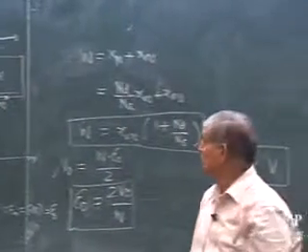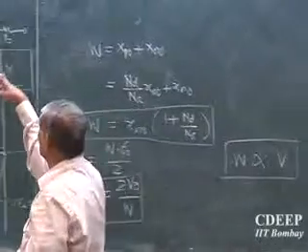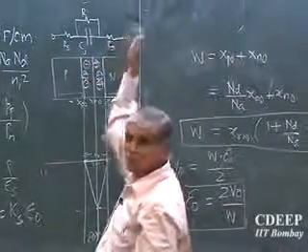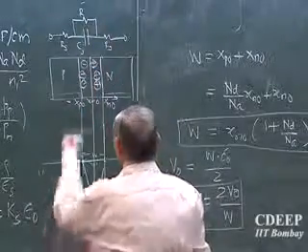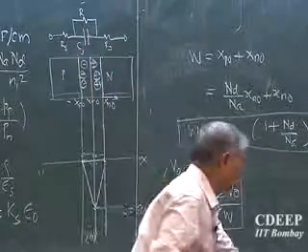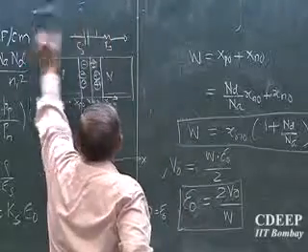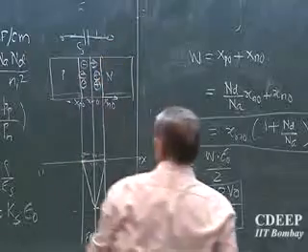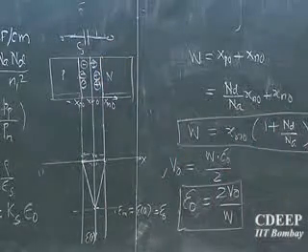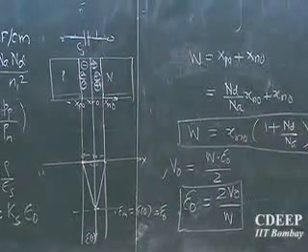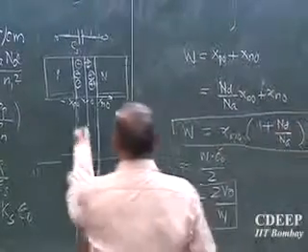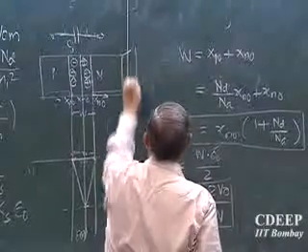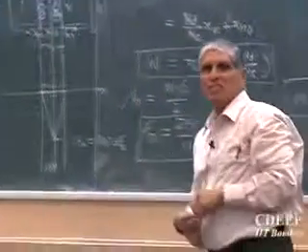As I said, my ultimate aim is to get this. I neglect RS, and I say R is infinite, open circuit. So this is roughly equivalent to this. And now I see only this capacitance easily. If this is my W, and the cross-sectional area is A, how much is the capacitance?